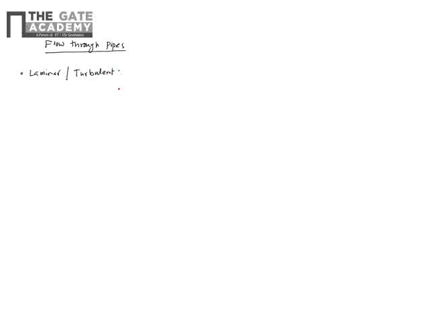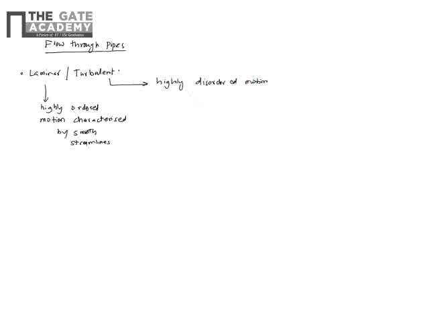Well, if you have laminar flow, we say that laminar flow is highly ordered motion characterized by smooth streamlines, and turbulent is your highly disordered motion characterized by velocity fluctuation.